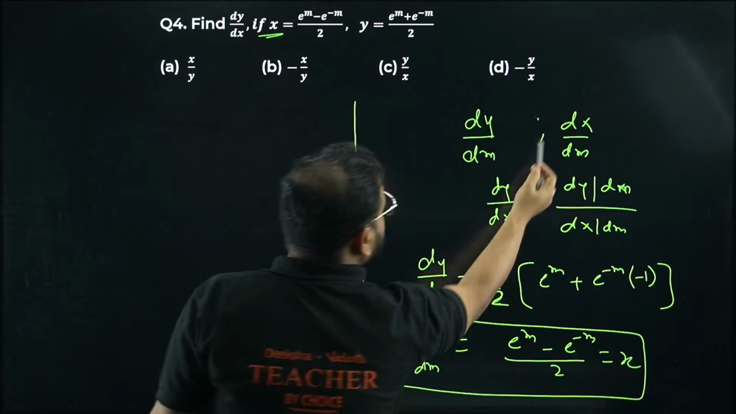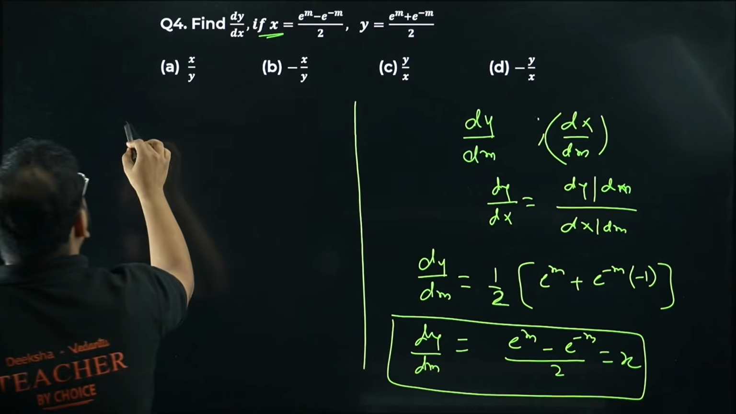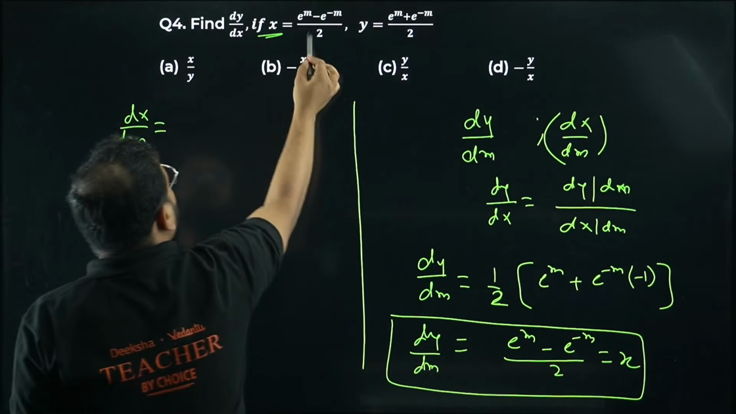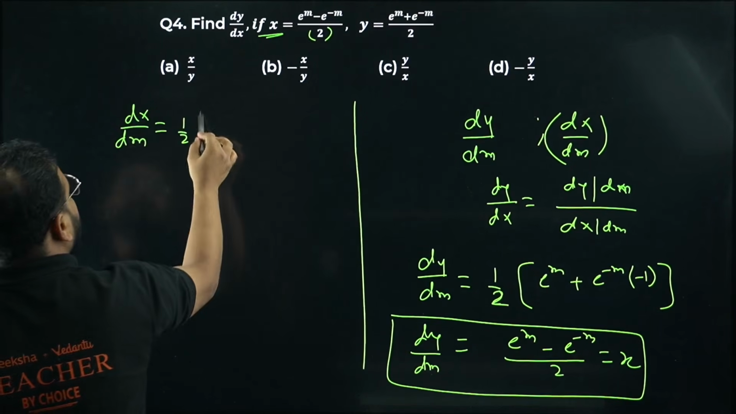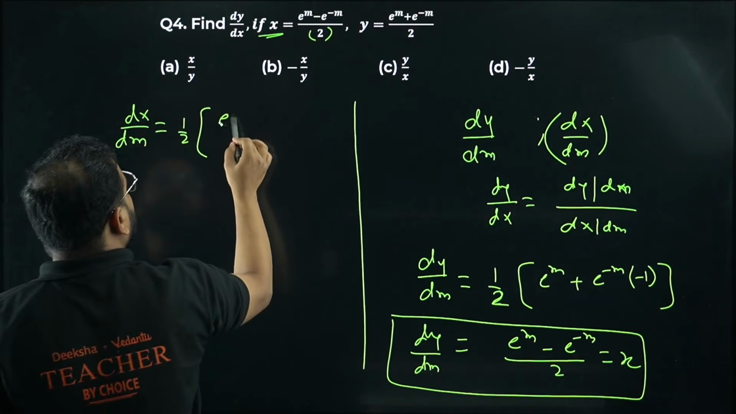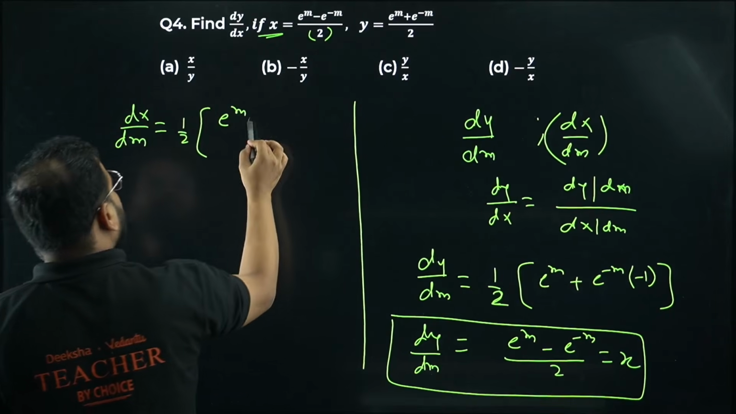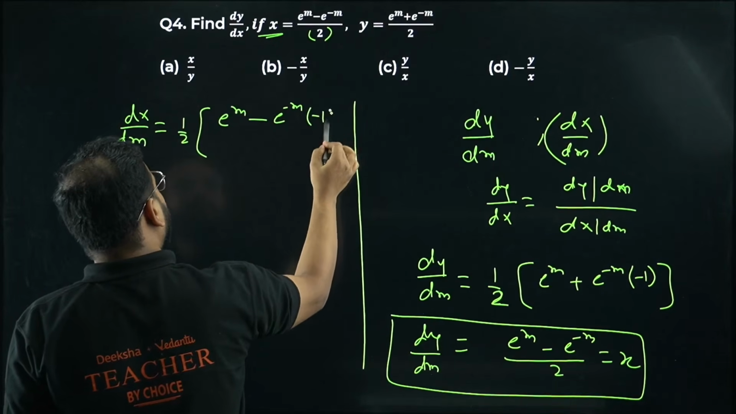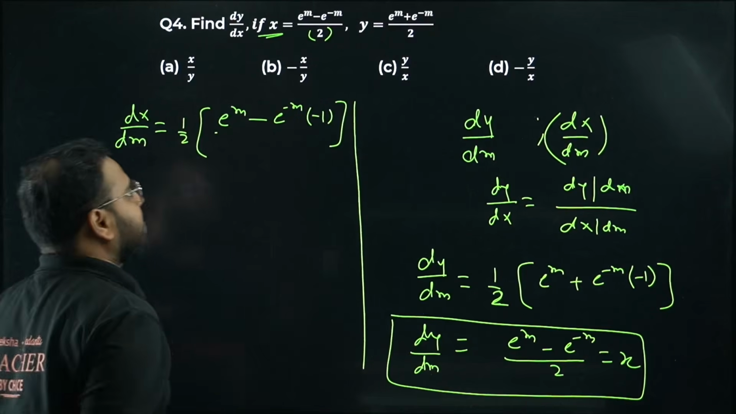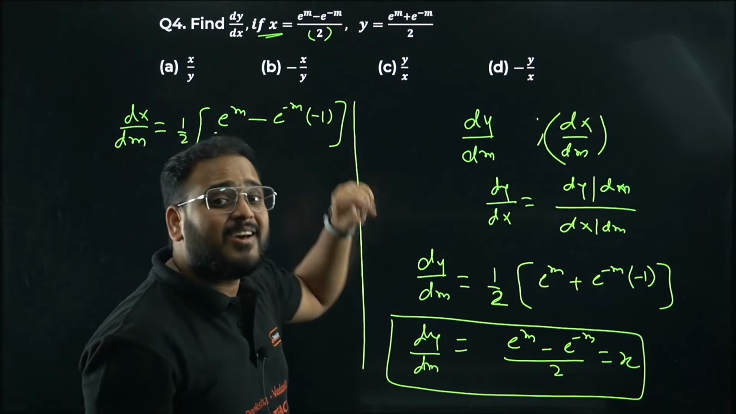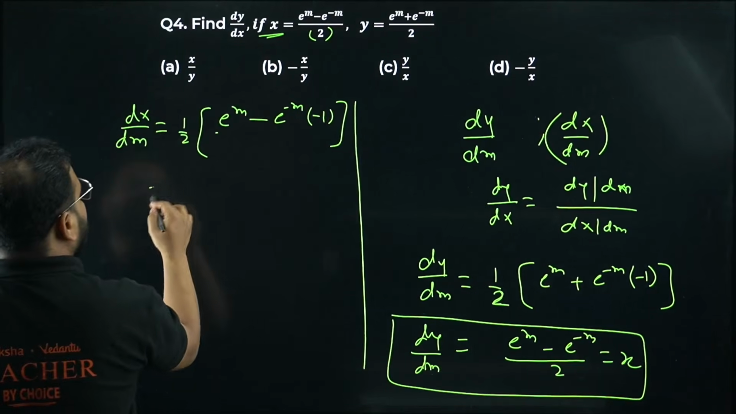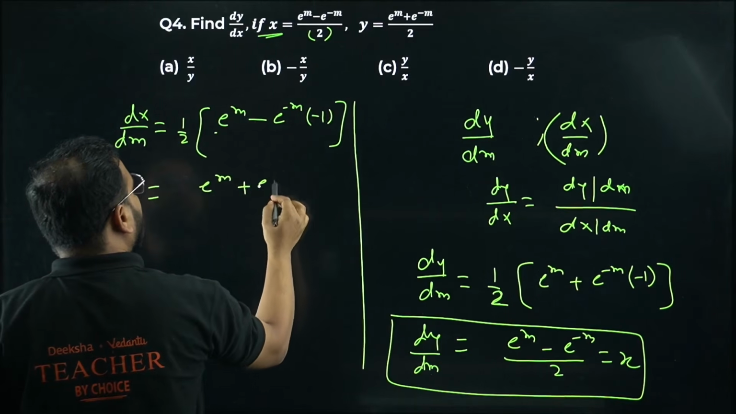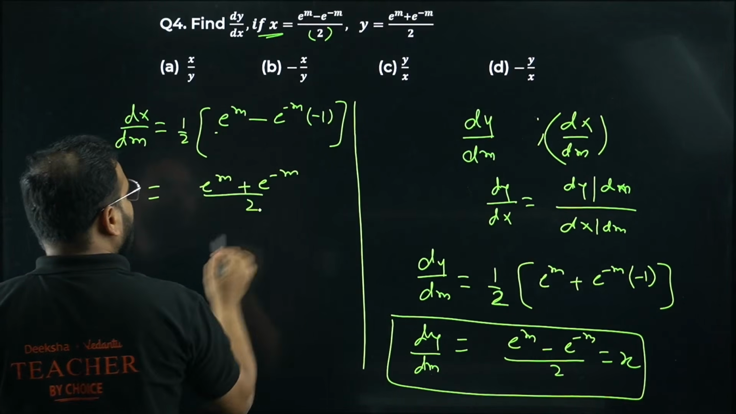Next, let's do dx by dm. The constant is 1 by 2, so let's keep it outside. Now for e power m, it will remain e power m as it is. The minus sign is as it is. E power minus m will remain as it is, and for minus m we have minus 1, from the differentiation by the chain rule. What we have over here is e power m plus, since this minus and this minus become plus, e power minus m, all divided by 2.